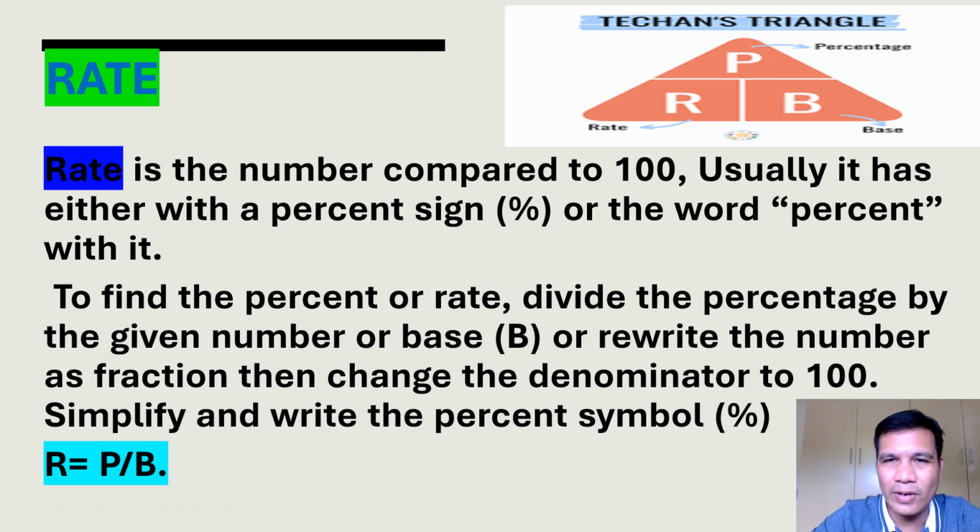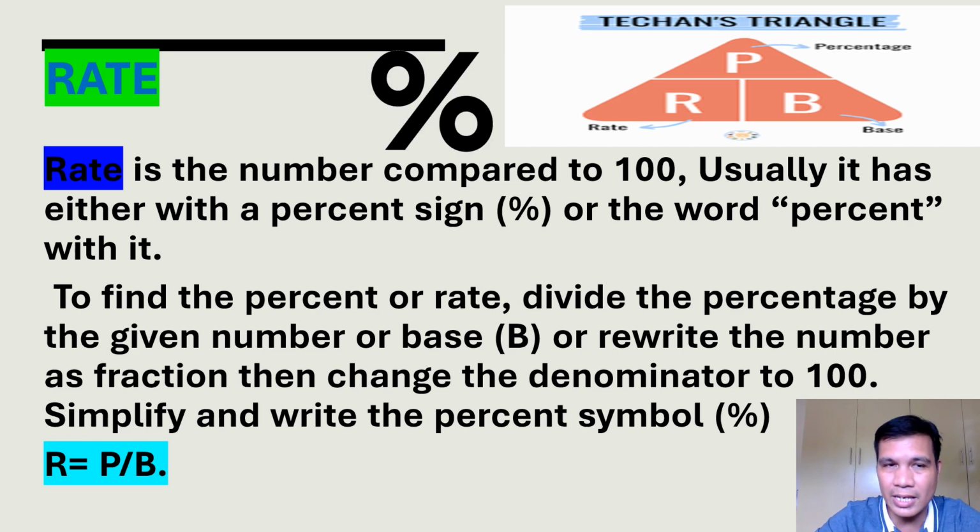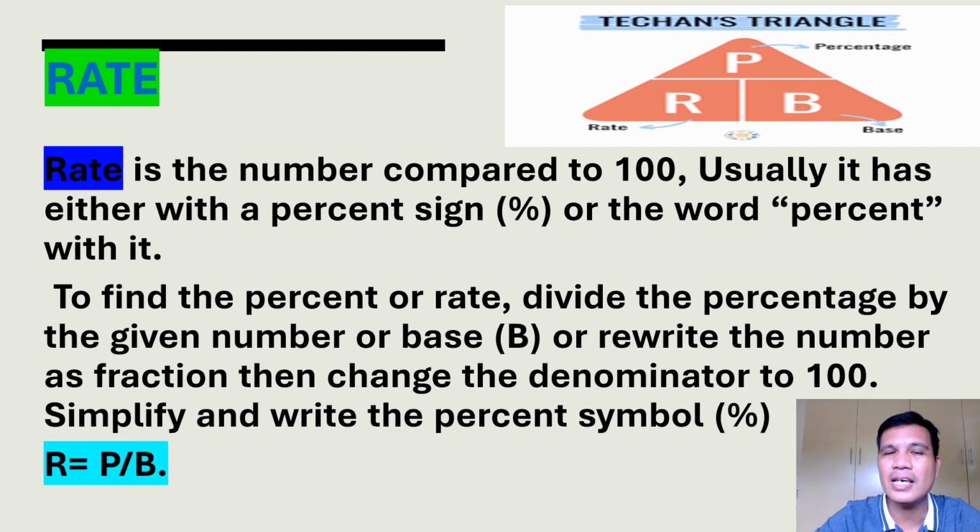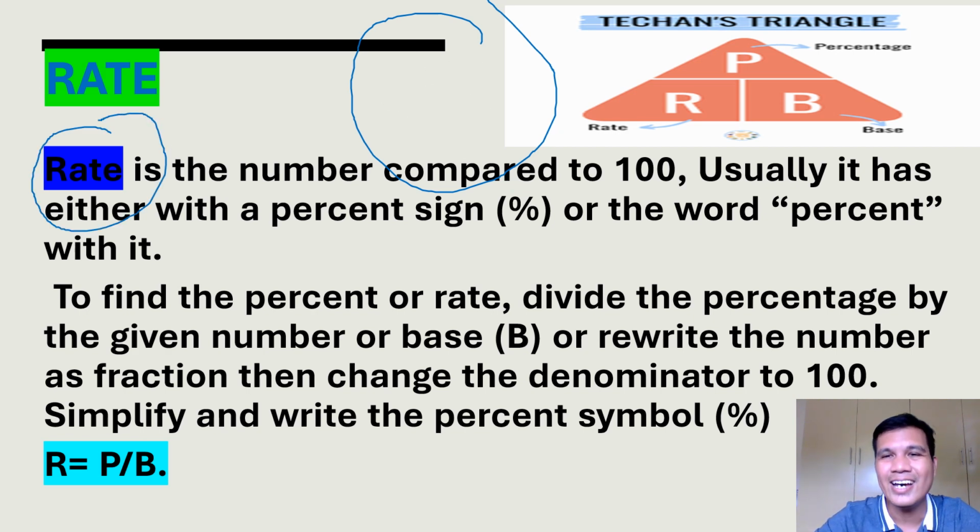What is rate? Rate naman tayo. Rate is the number compared to 100. Usually, it has either with a percent sign or the word percent with it. To find the percent or rate, divide the percentage by the given number or base, or rewrite the number as a fraction, then change the denominator to 100. Simplify and write the percent symbol. So pag nakakita kayo ng percent sign, meaning that is rate. So pag nawawala yung percent sign, we are looking for the rate.